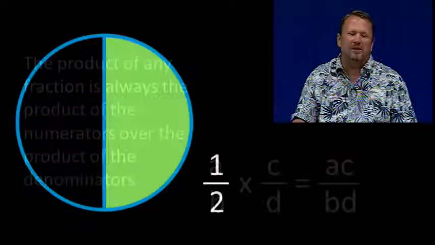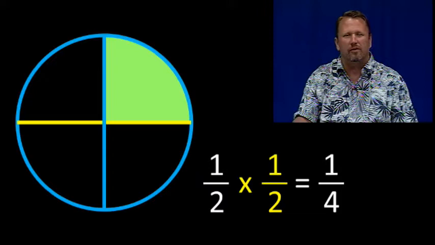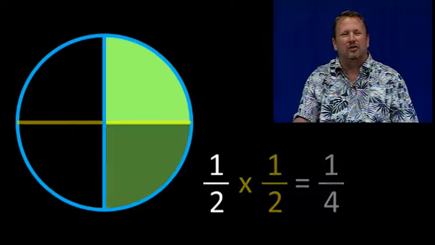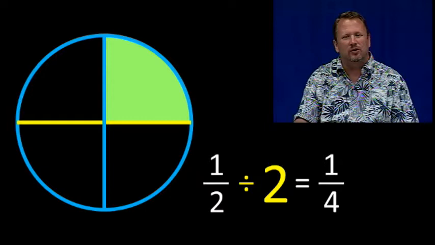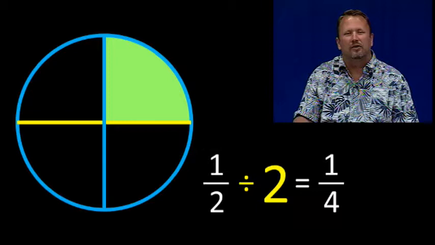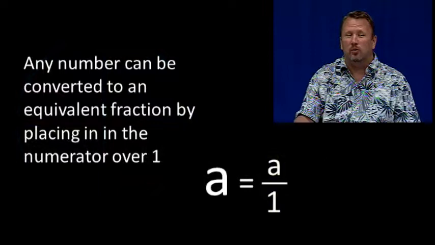When we take the fraction 1/2 and multiply that by 1/2, the product is 1/4. So here again is my fraction 1/2. And when we take that fraction 1/2 and divide it by 2, we end up with 1/4. We did that by converting 2 into 2 over 1. Any number can be converted into an equivalent fraction by placing it in the numerator over 1.